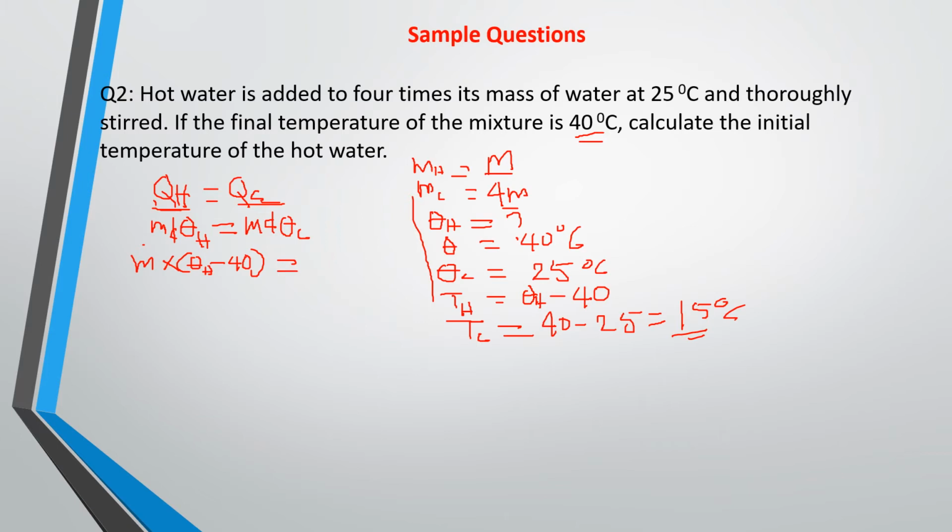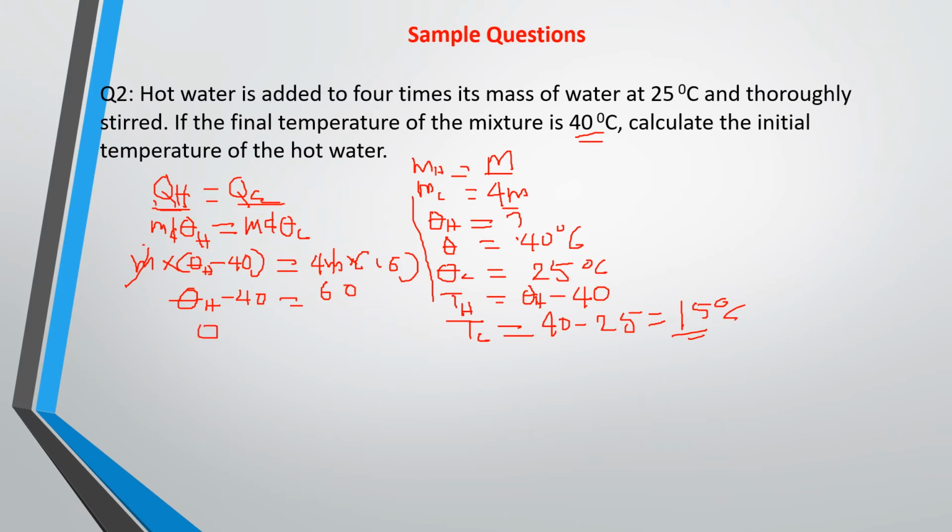Then for the cold water, the mass of cold water is 4m multiplied by the temperature change of cold water, which is 15. Okay, so we can just solve this out now. But before we do, this mass, they can cancel each other out. So if they cancel each other out, we are going to have the initial temperature of hot water minus 40 is equal to 4 times 15. 4 times 15 is equal to 60.